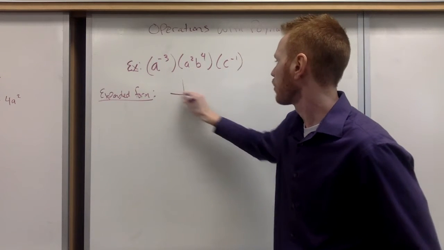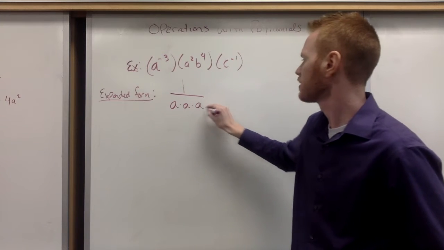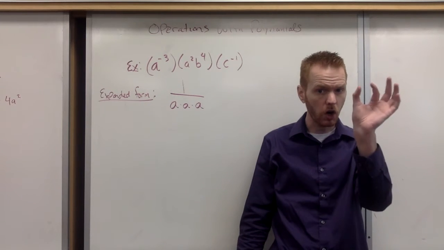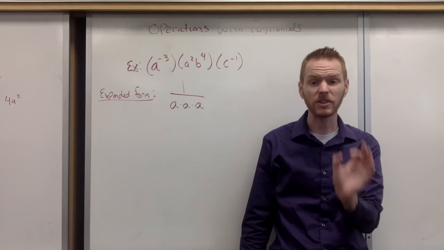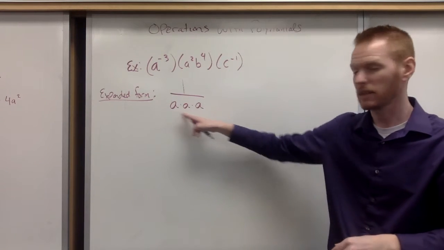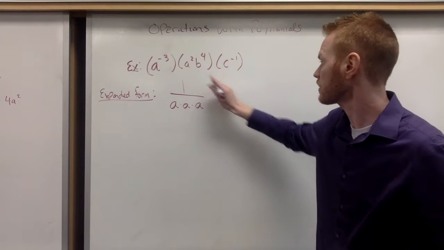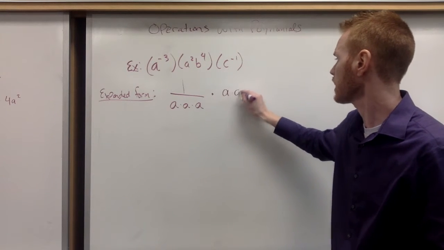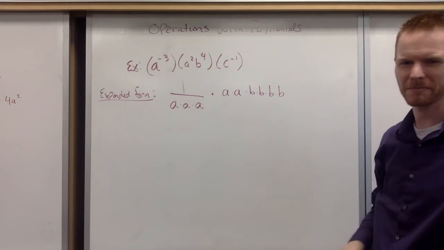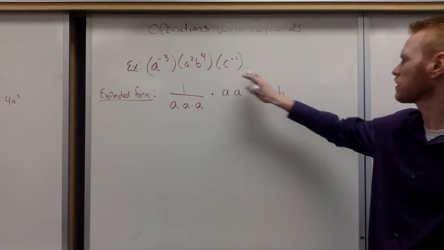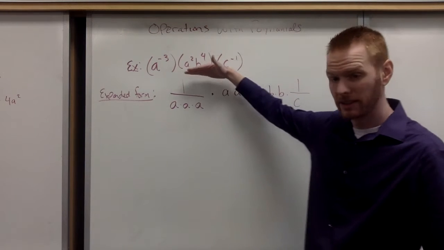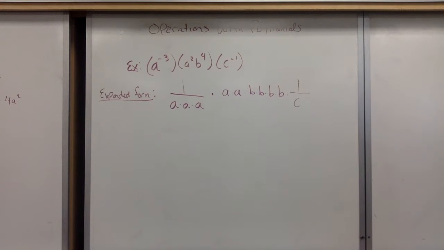A to the negative 3rd power is 1 over A times A times A. The negative just implies that I have to change the position of it. If it's already in the numerator, then we're going to put it in the denominator. If it's in the denominator and it has a negative exponent, then we put it back up in the numerator, okay? And A to the 3rd means there's 3 A's. Now, this next section, A squared is A times A. B to the 4th is 4 B's being multiplied to each other, right? And then the last one, C to the negative 1 power, is 1 over C. I just took this guy and expanded it outward.